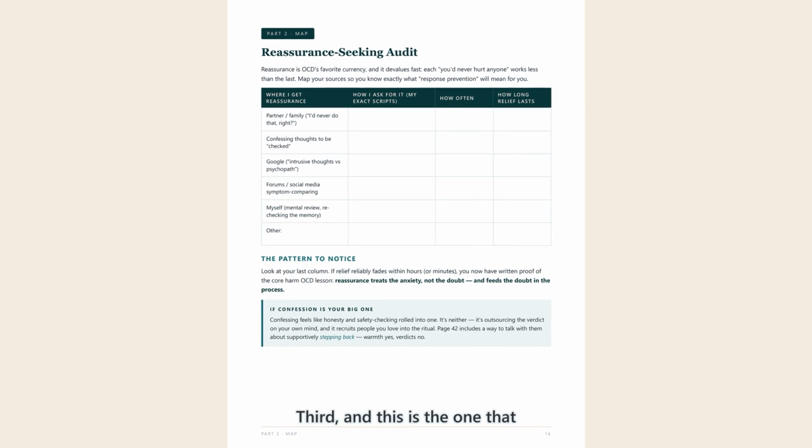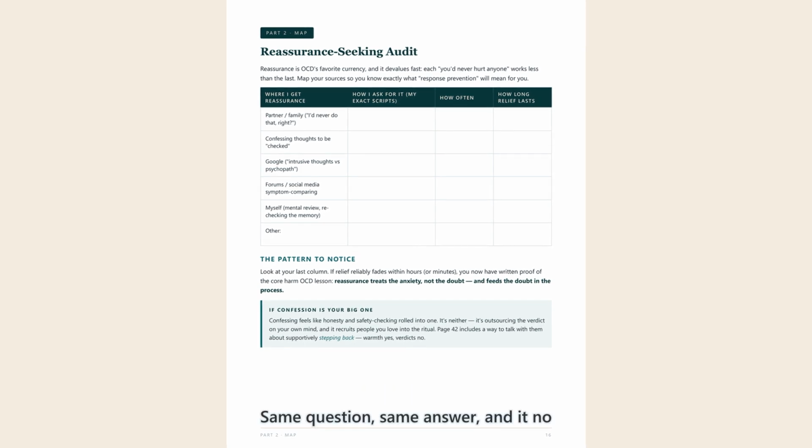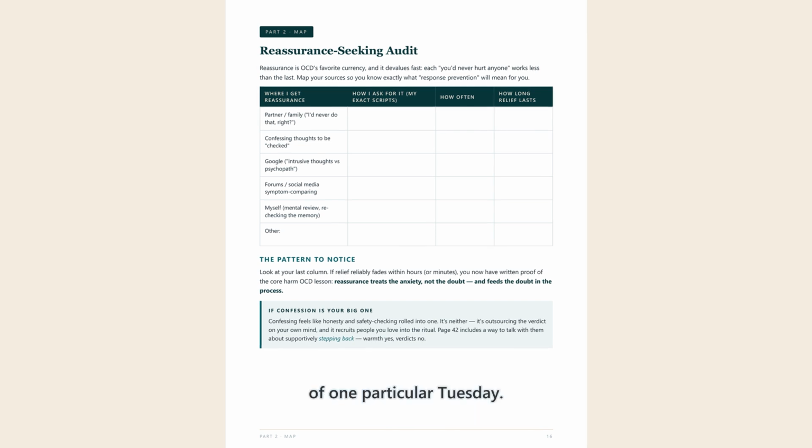Third, and this is the one that does the real damage, the certainty threshold rises. Answer that settled it last month does not settle it today. Same question, same answer, and it no longer lands. So the question gets sharper, more specific, more technical. You are no longer asking whether you are a good person. You are asking about one particular second of one particular Tuesday.